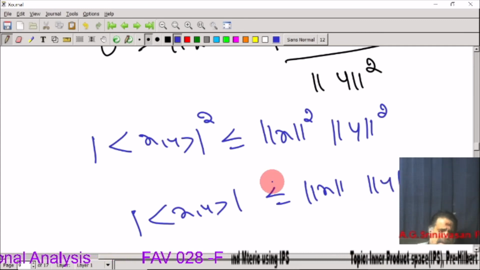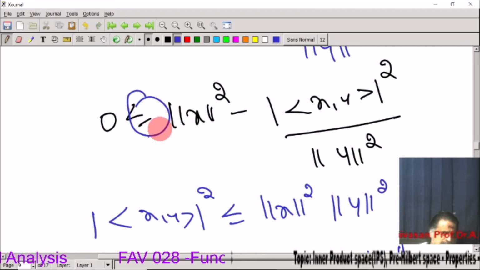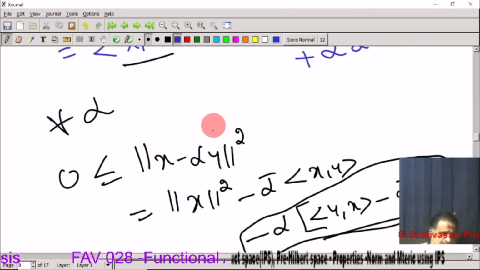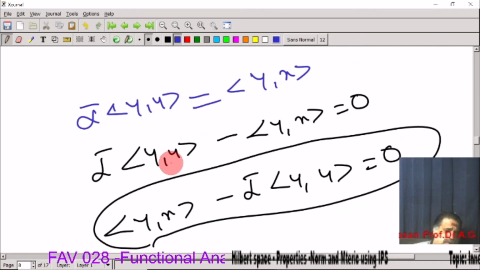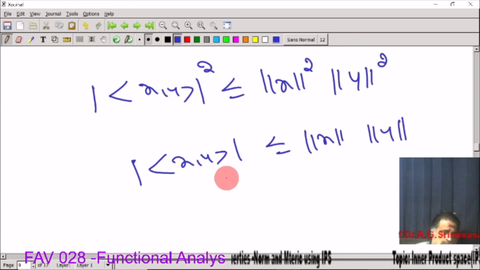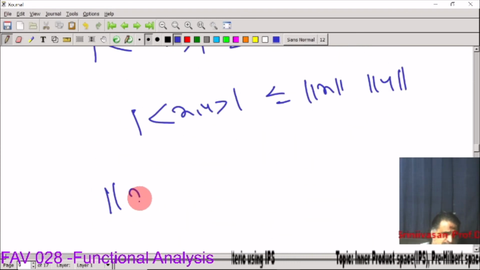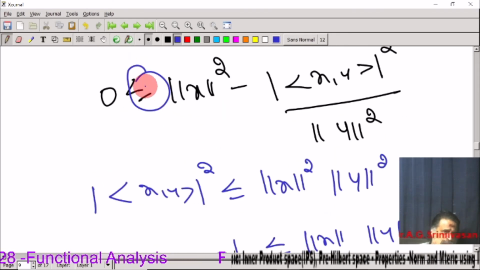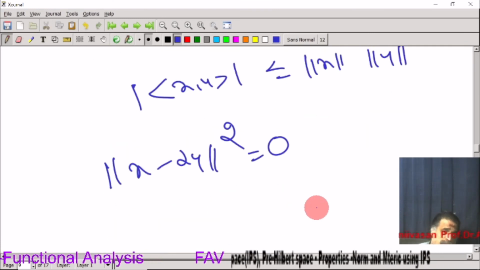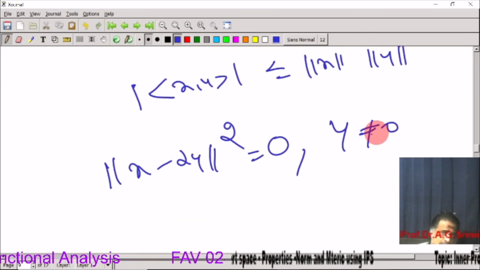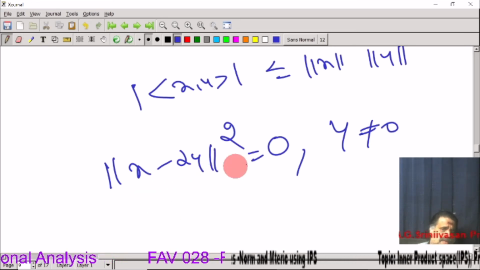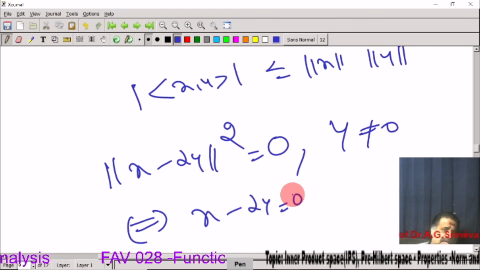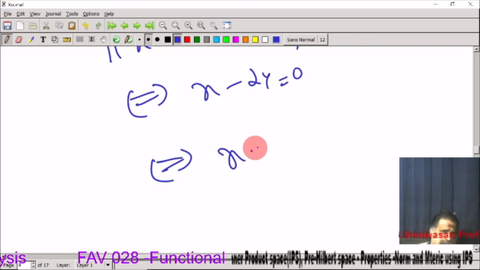Now the equality can happen only if this becomes equal to 0, and this equal to 0 should imply that x minus alpha y is equal to 0. So to get the equality, if y is not equal to 0, you should have the norm of x minus alpha y equal to 0. Only when it is equal to 0, equality happens. And by definition of a norm, norm of x minus alpha y is equal to 0 if and only if x minus alpha y is 0, which in turn implies x is equal to alpha y.